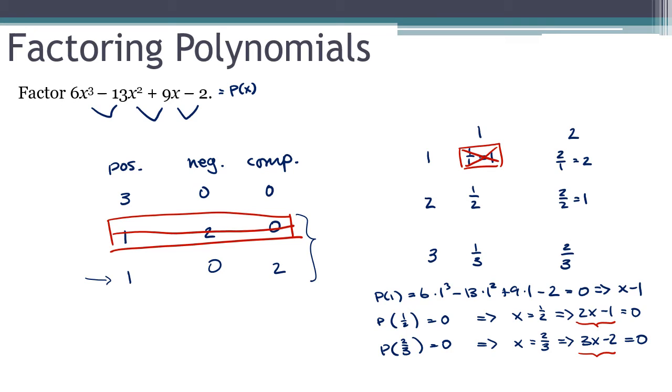And by the way, notice here, we did end up with 3 positive roots, just like Descartes' rule of signs said we should. So ultimately, my factorization is going to be x minus 1 times 2x minus 1 times 3x minus 2. Remember, this is easy enough to check. You can always multiply that thing out, and if you do, you will end up back with the polynomial we started with.